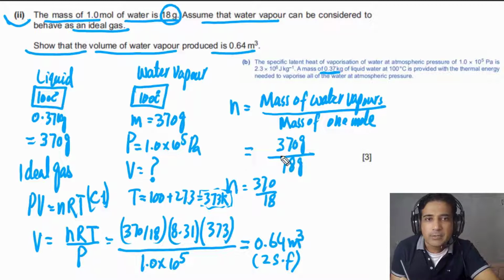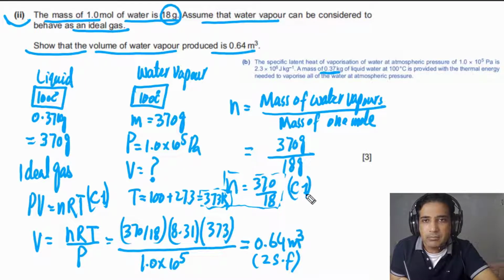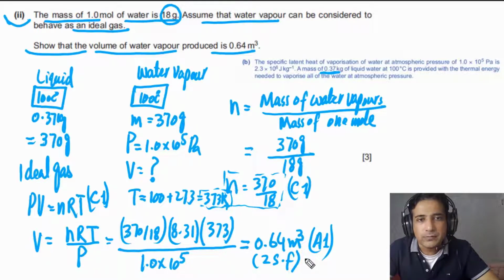And the second mark you will get if you have written n is equal to 370 divided by 18. You will get the second C mark. And the last mark you will get if you have got the right answer. So this is how marks will be awarded for this question.